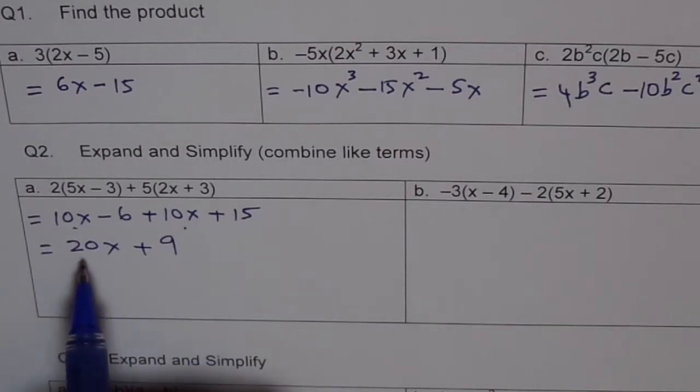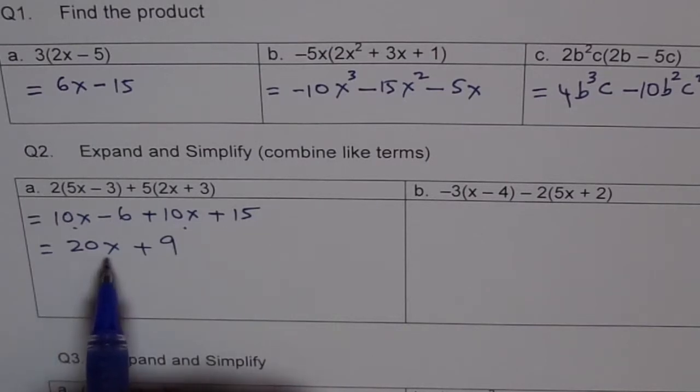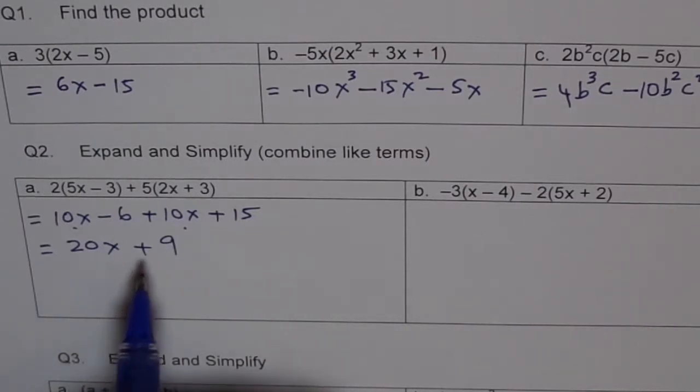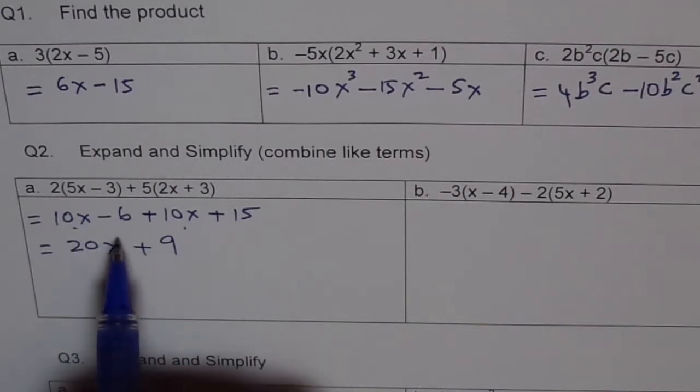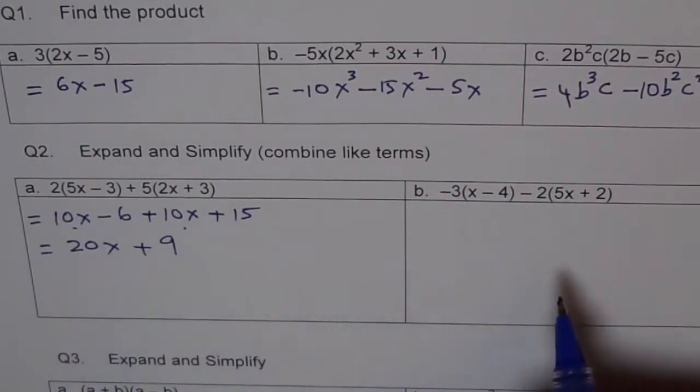In that case, you know what the leading coefficient is? The leading coefficient here is 20. It is the coefficient of the variable with the highest degree. And the degree of this polynomial in this case is just 1. Okay, let's do the next one.